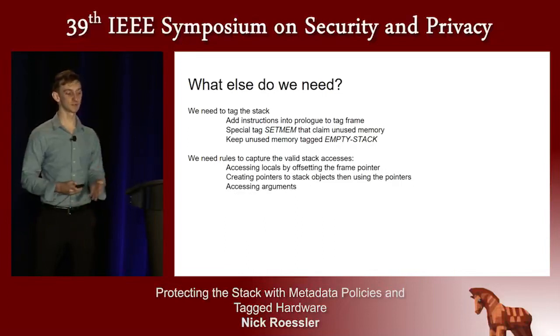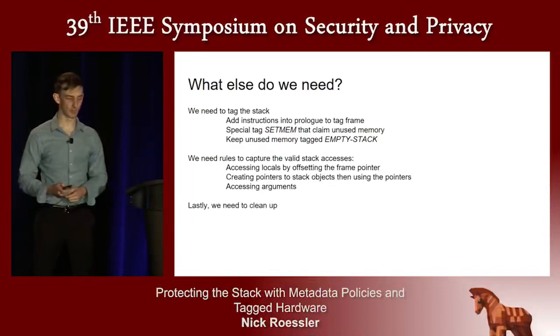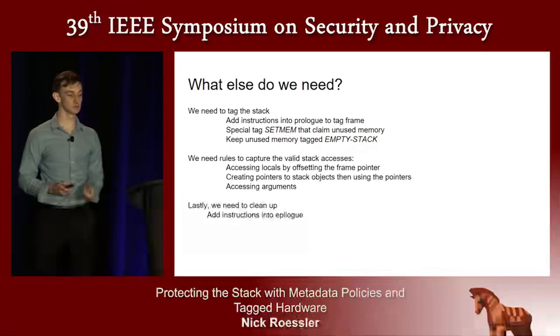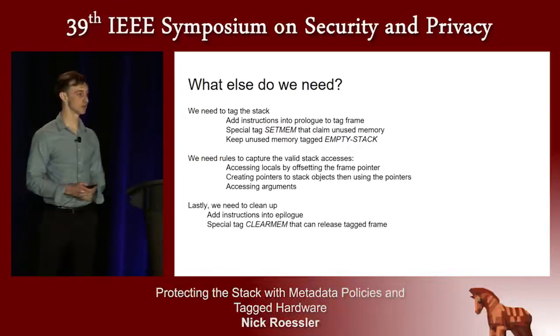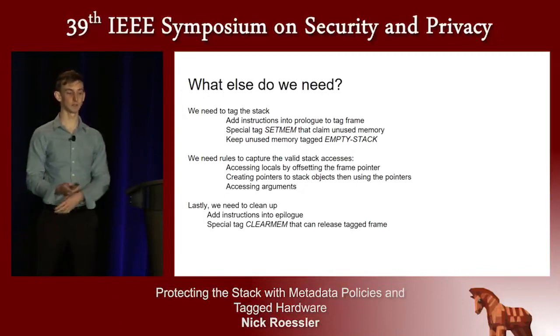A last kind of access that we see on the stack is arguments. Arguments are a special case in that they're owned by one function or one color, and they're accessed by a different color. The way that we check that arguments are accessed by the intended consumer, those details are in the paper. Lastly, we have to clean up our stack memory when we return. To do this, just like in the epilogue, we add new instructions here, and these have a special tag, clearMem, that allows us to release the frame that's owned by this function and set it back to empty stack.